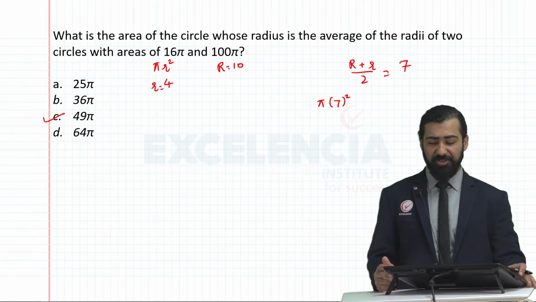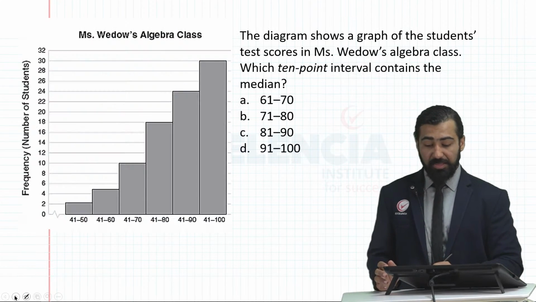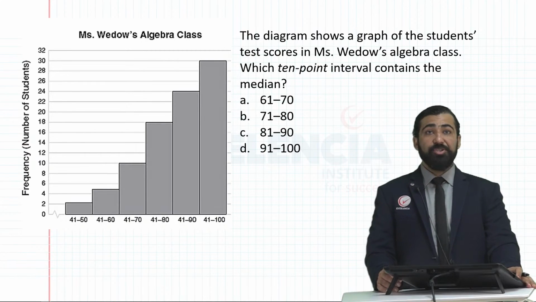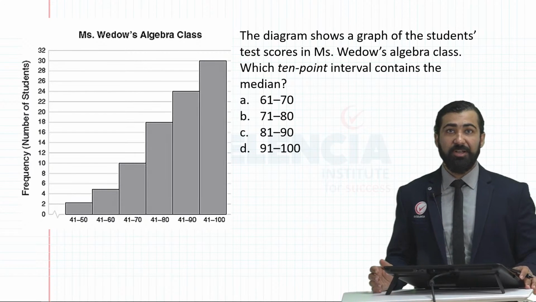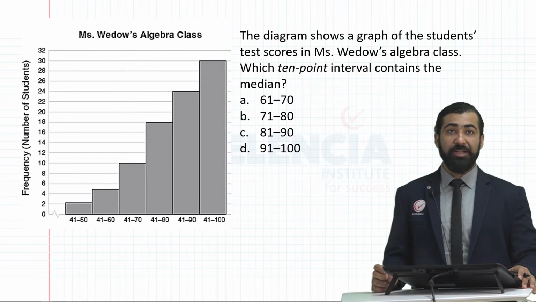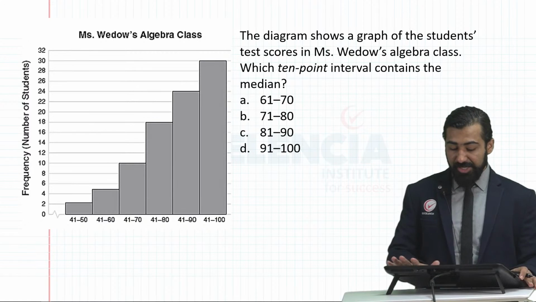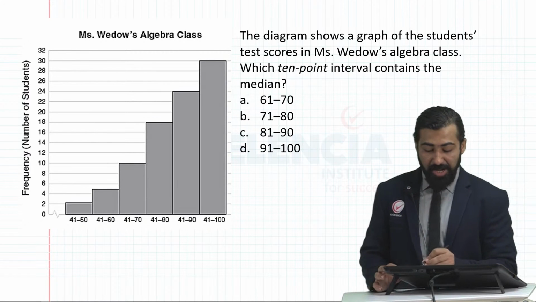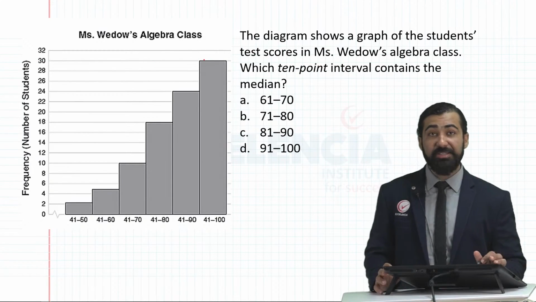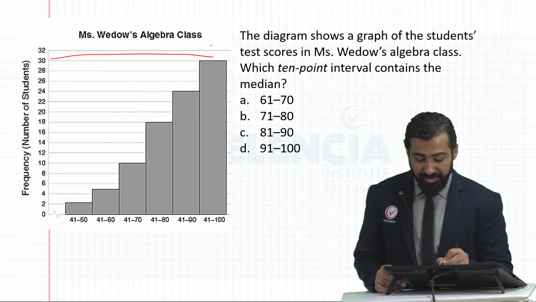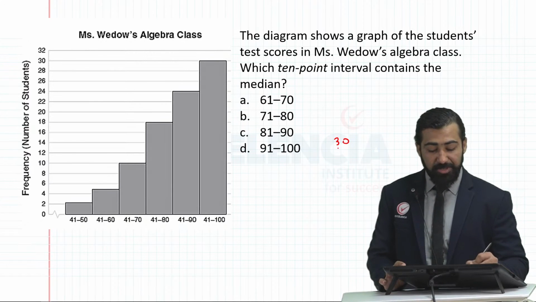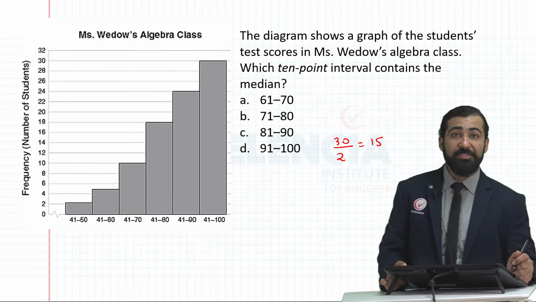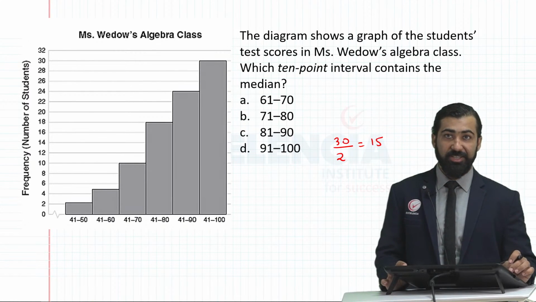This is a simple straightforward question. Then next, the diagram shows a graph of students' test scores in Miss Widow's algebra class. Which 10-point interval contains the median? Looking at the diagram, I see that we have 30 students in the class. If there are 30 students, the median, the middlemost observation, will be the 15th observation. I want to now see where my 15th observation lies.